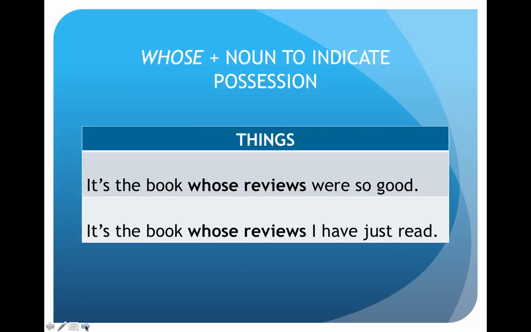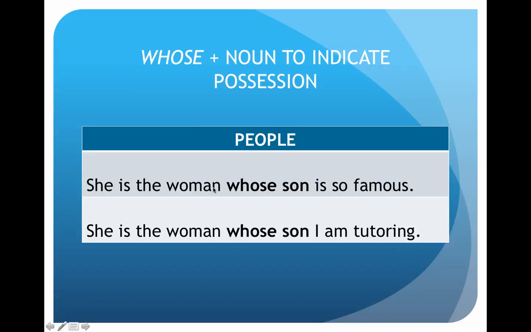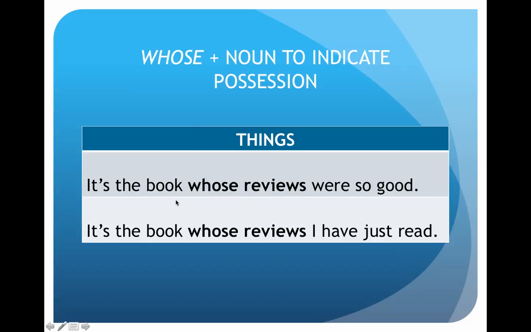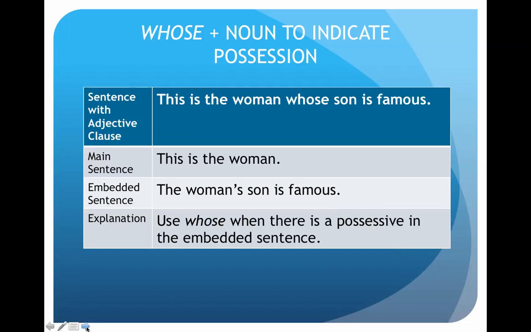This is what confuses a lot of people with whose, that when I use whose as a relative pronoun, I can use it for a thing and not just a person. This makes a lot more sense to most people when I'm using it with a person, but as a relative pronoun, we also use it with a thing. Okay, and I'm using whose because there is a possessive in the embedded sentence. That's what makes me use whose.